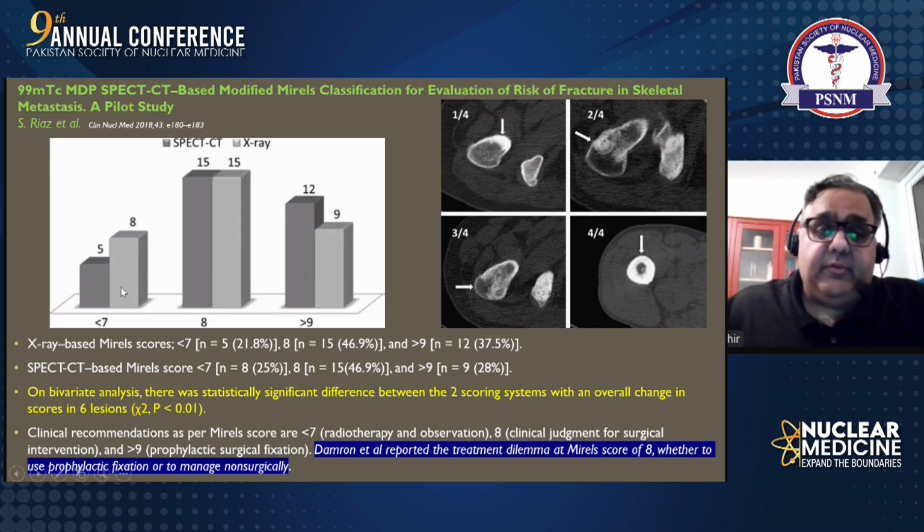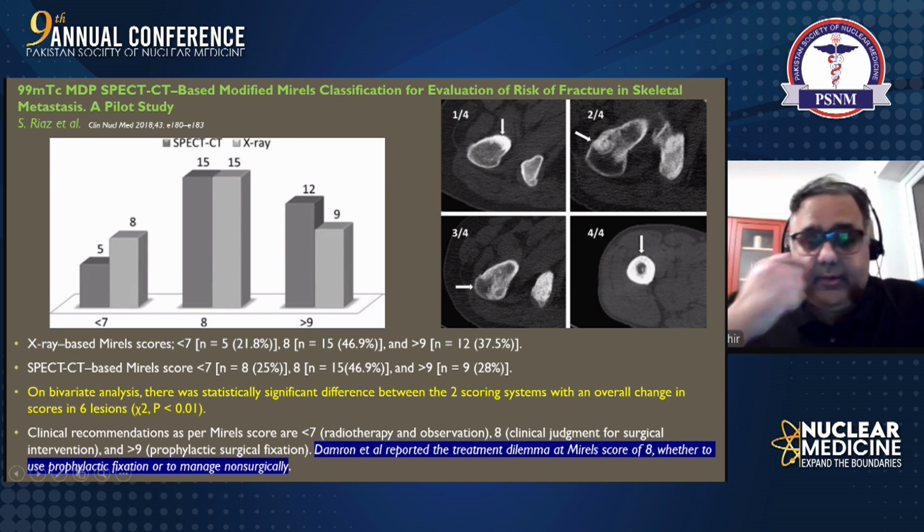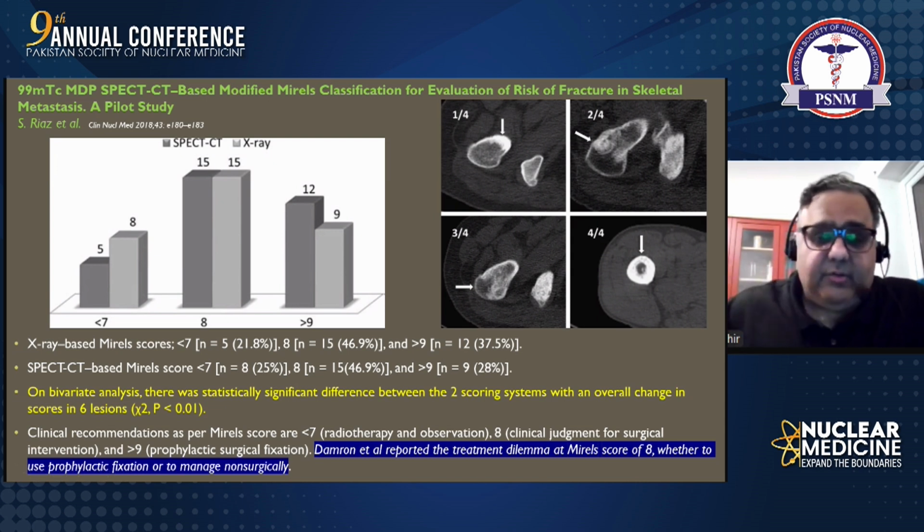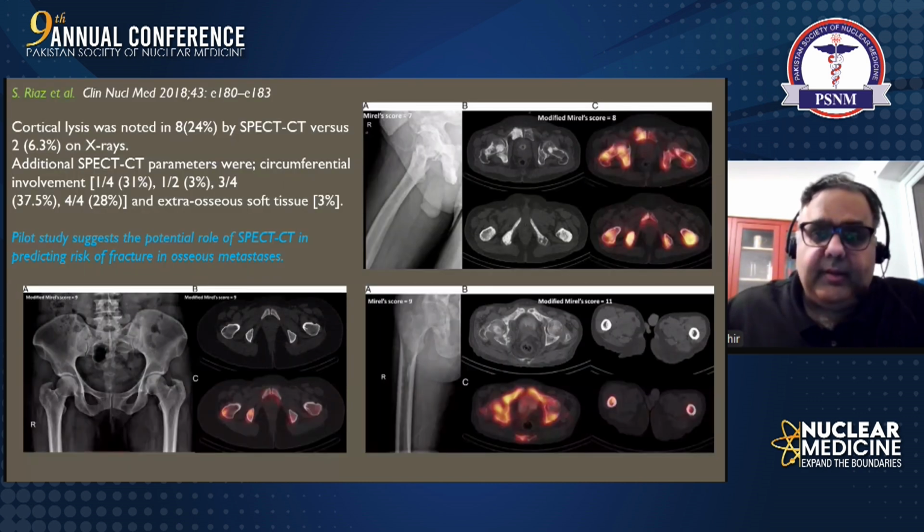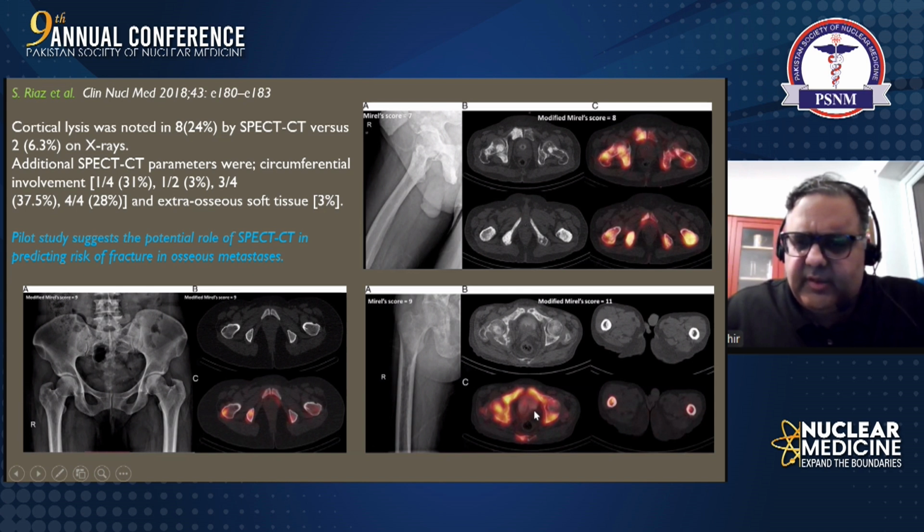So the score of 9, greater than 8, actually go for prophylactic fixation. The score of 7 can be observed conservatively, while the 8 is tricky. So basically SPECT-CT helps shift the patients from high risk into low risk. Here are a few examples. The score 7 becoming 8. The images, I'm not sure whether reflecting that well, but in this image you can see that the lesion was predominantly lytic. From 9 it remains 9, and from this one 9 becomes 11.